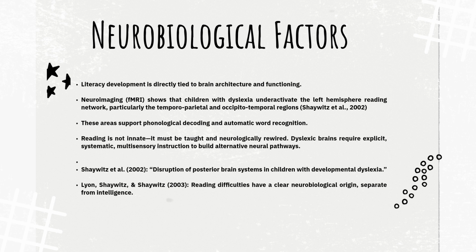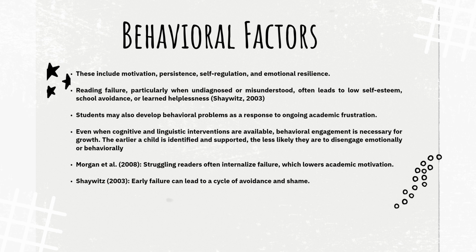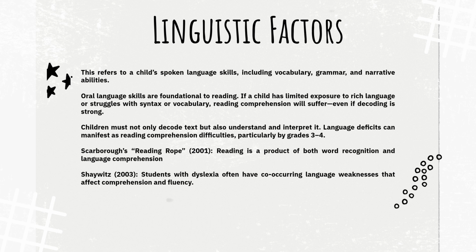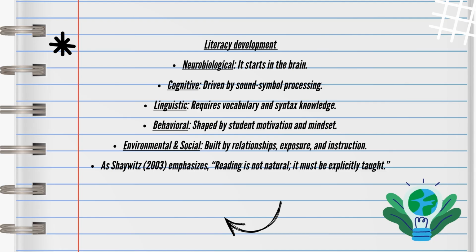Neurobiological factors use neuroimaging, which shows that dyslexia is tied to underactive brain regions involved in reading and not a matter of intelligence or effort. Behavioral factors may include, but are not limited to, motivation, resilience, and emotional support, which can all influence how students respond to literacy challenges. Linguistic factors are spoken language abilities, vocabulary, grammar, and narratives, which form the base for reading comprehension. Finally, literacy grows from an intersection of brain development, language exposure, cognition, and motivation.